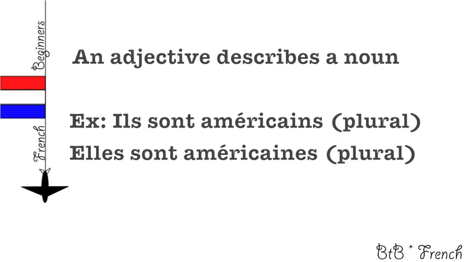In French, there is also a plural form of adjectives. Here are some examples. Ils sont américains. Elles sont américaines. As you can see, it is the same as the singular form of the masculine and feminine. However, there is an S added at the end.